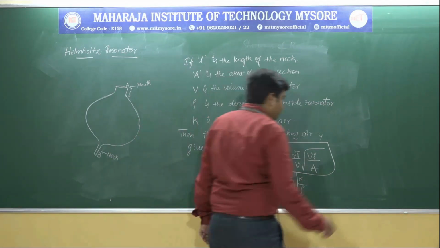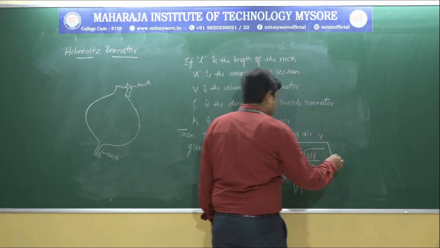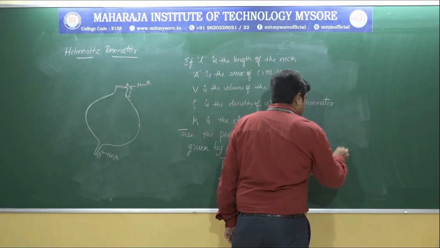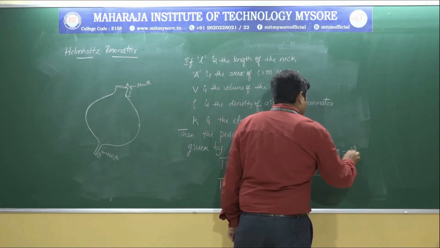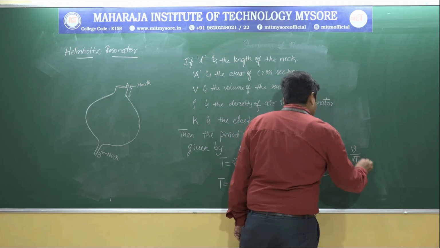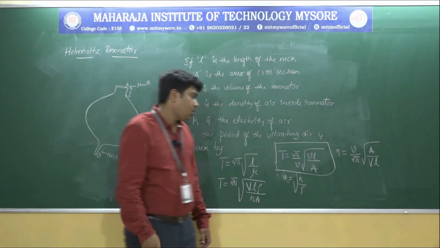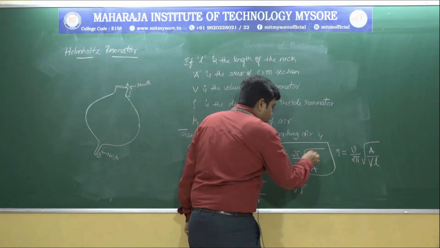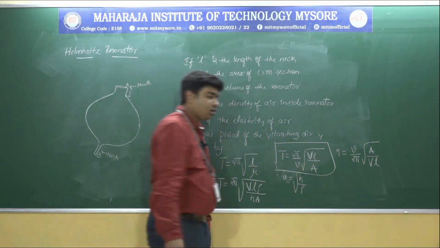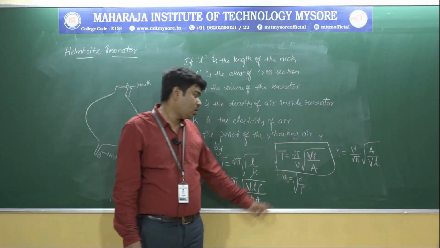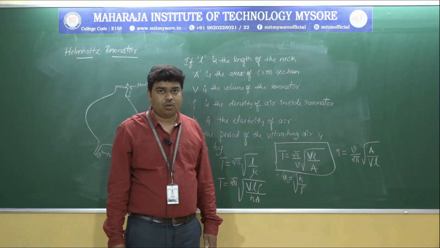The frequency is given by n is equal to v by 2 pi into square root of A by VL. Here capital V is the volume and the small lowercase v is the velocity of the sound in air.